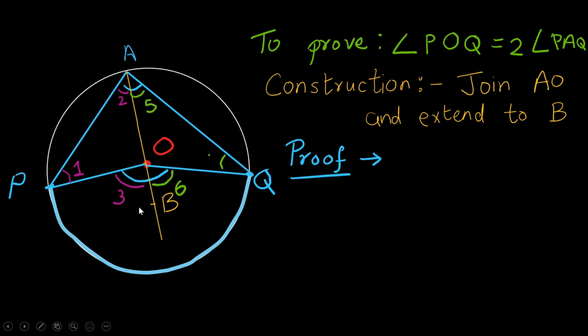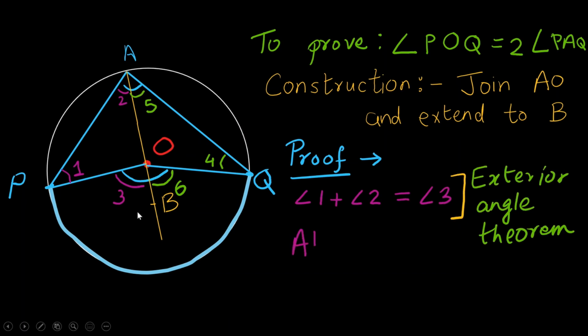Okay. Let's name the other angles as well. So we can see that angle 1 plus angle 2 will be equal to angle 3, with the exterior angle theorem. Also, we know that angle 1 is equal to angle 2. Why? Pause the video and think. Because it is the radius, right? AO is equal to OP, and it forms an isosceles triangle, right? And in an isosceles triangle, these angles are equal. So we can say that angle 1 is equal to angle 2.